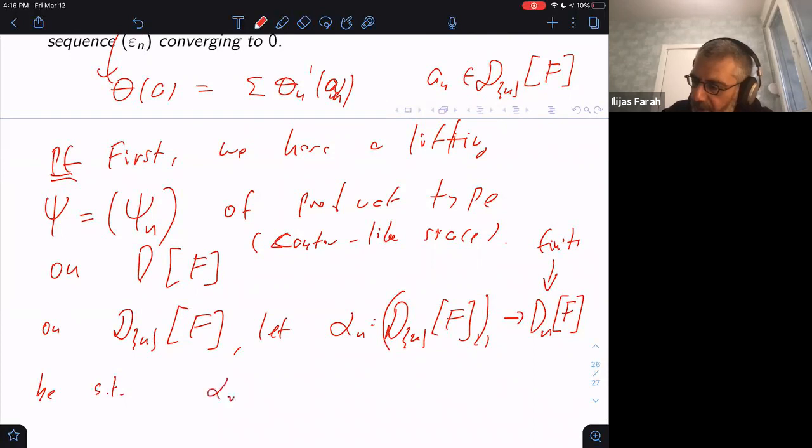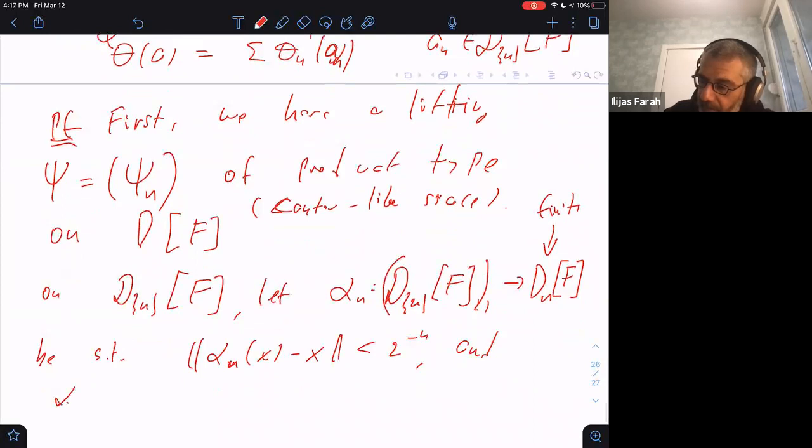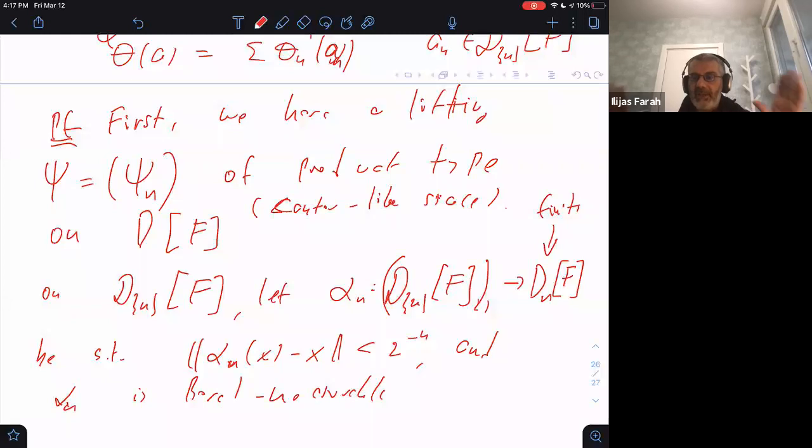Be such that alpha n of x minus x is less than 2 to minus n, right? I can do this because this set is 2 to minus epsilon dense, and alpha n is Borel measurable. Basically, I'm just sending each x to the first possible candidate, and that's going to be Borel measurable, and pre-images are going to be differences of open sets.